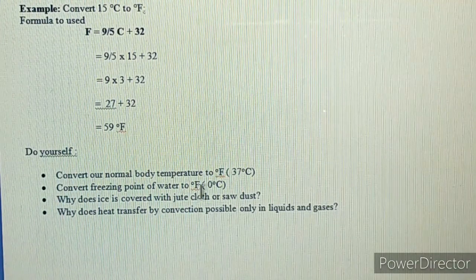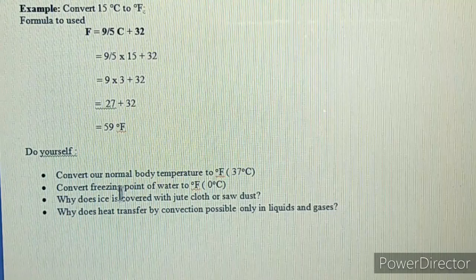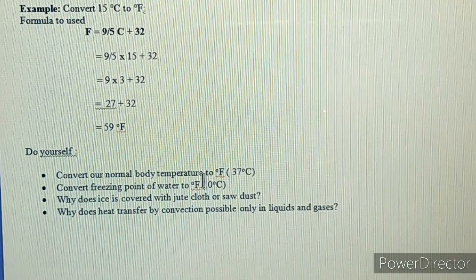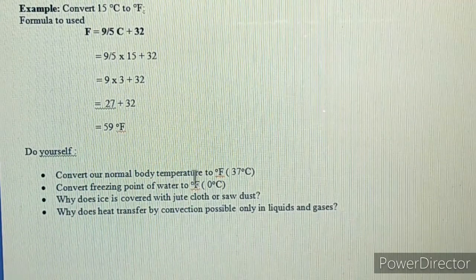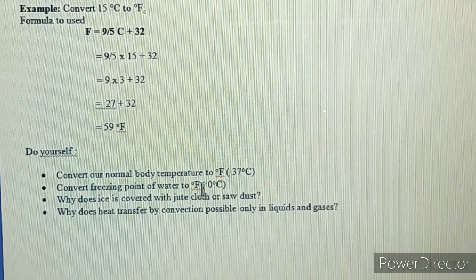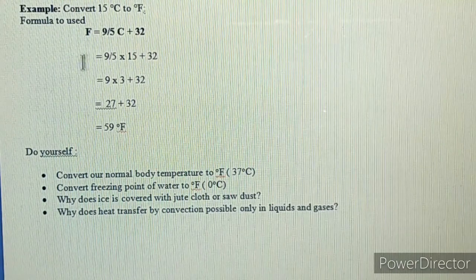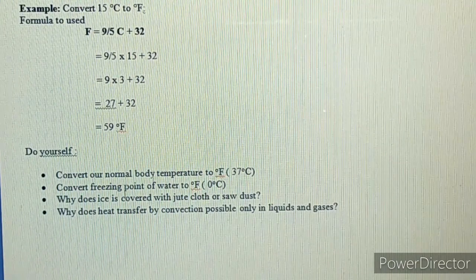Convert the freezing point of water to degrees Fahrenheit. The freezing point of water is 0 degrees Celsius. So convert that 0 degrees Celsius into degrees Fahrenheit. Now you have to find out which formula to use. You have to convert that into Fahrenheit, so the same formula: F is equal to 9/5 C plus 32.